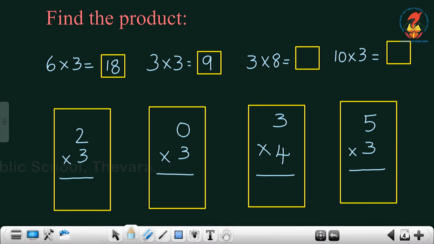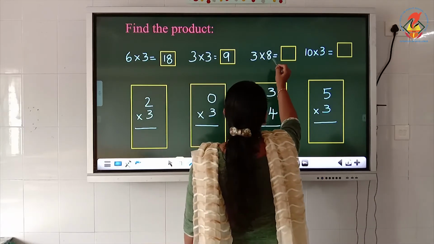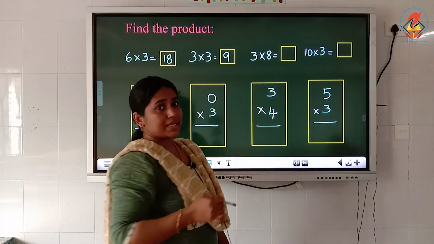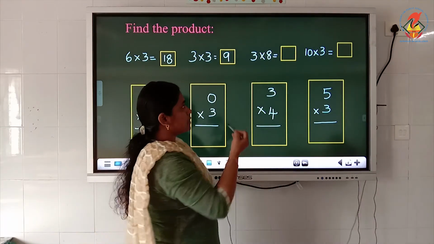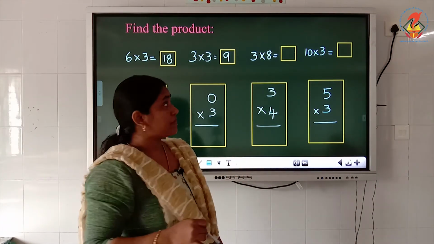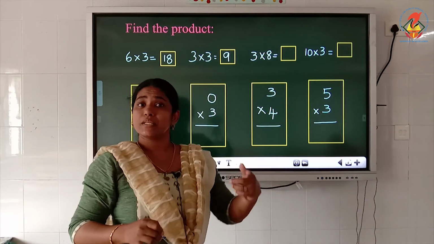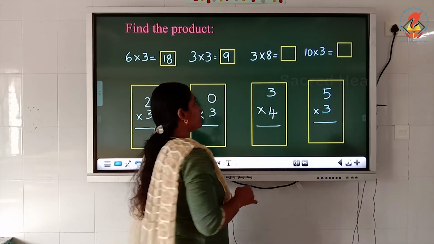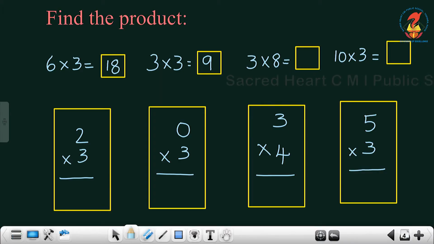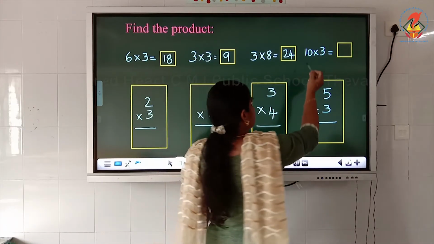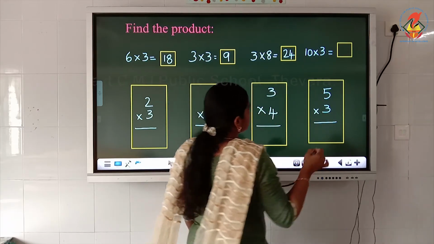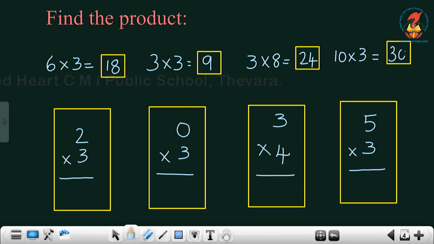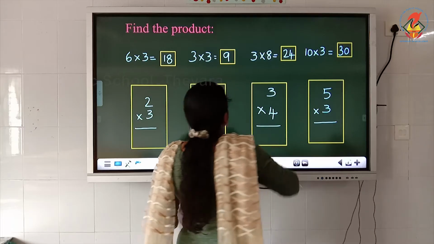Now, here look, 3 times 8. In the last class also you did one question like this, order changed. From the table we know 8 times 3 is 24. So here just the order changed, 3 times 8. So what will be the answer? 8 times 3 is 24. So 3 times 8 is also 24. Now, the last question, 10 times 3. What is the answer? 10 3s are 30. So now we finish the horizontal questions.